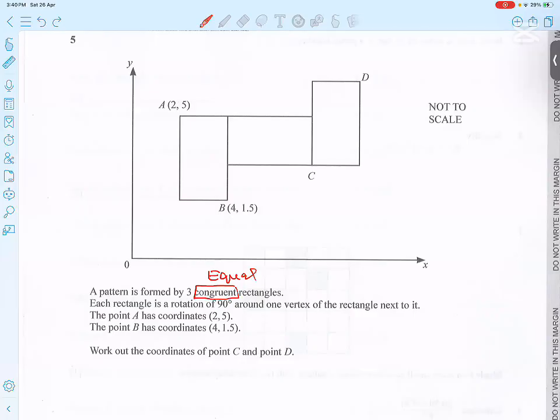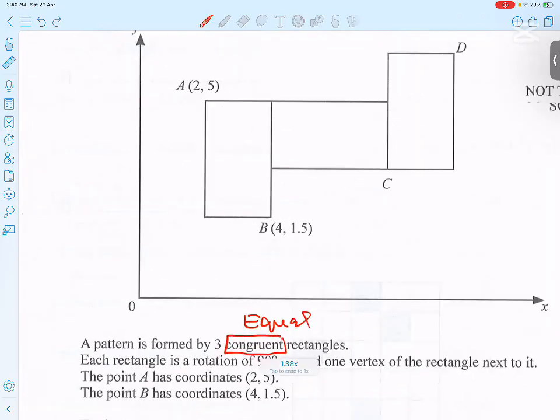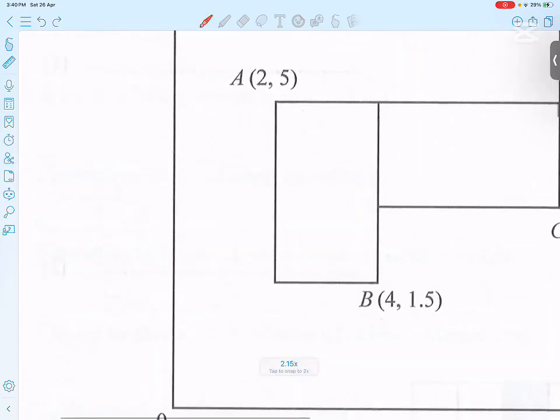Each rectangle is rotated 90 degrees around one vertex, and the rectangle next to it. Point A is 2, 5 and point B is this much. So as a teacher, I suggest we need to find the C and D coordinates before I start. Best technique, I want to label all these points. I label this point as B, C, this as P, and this point as K.